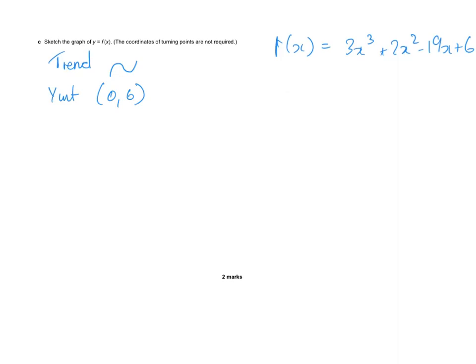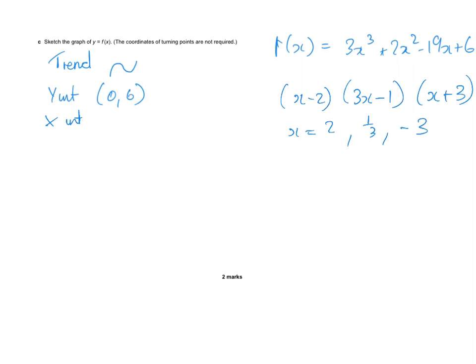Our x-intercepts we've also got from the previous part of the question, because we found the factors to be x minus 2, 3x minus 1 and x plus 3. It meant our factors were 2, 1/3 and minus 3. So x-intercepts 2, 0, 1/3, 0 and minus 3, 0.